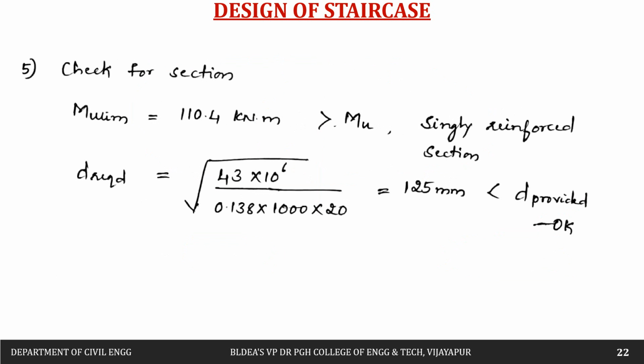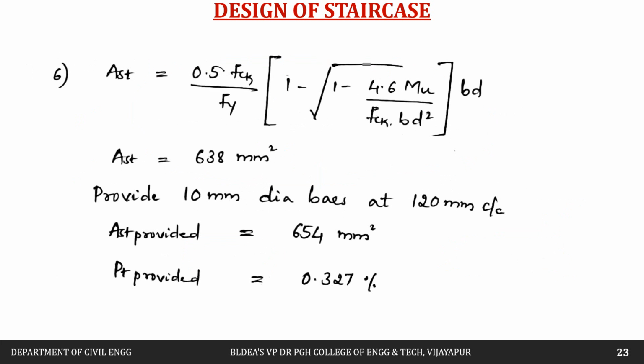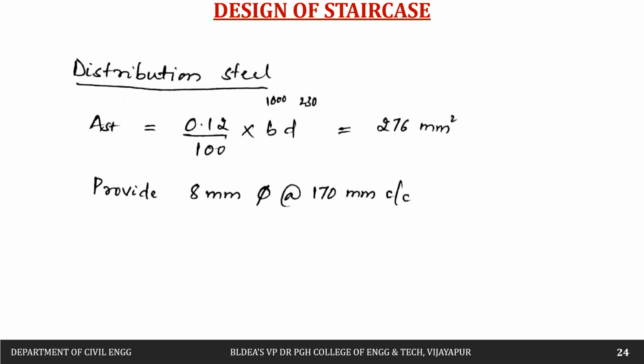In the earlier problem, all the things we checked, everything will remain the same. We have to check for limiting moment, then d required. Based on that, we calculate the area of steel, that is 638 mm square. If you provide 10 mm bars, we can have it at 120 mm center to center. Percentage of steel provided will be 0.327 percent. Next, distribution steel, we can provide 0.12 percent of gross area. Based on that, requirement is 276 mm square, so we can provide 8 mm dia bars at about 170 mm center to center.